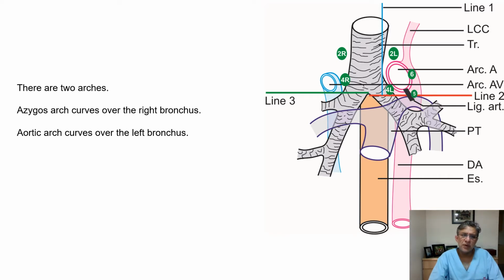But the basic principle is the azygos arch curves over the right bronchus and the aortic arch curves over the left bronchus, and these two arches lie near the lower trachea. So when you are seeing arches, that means you are in the lower trachea.